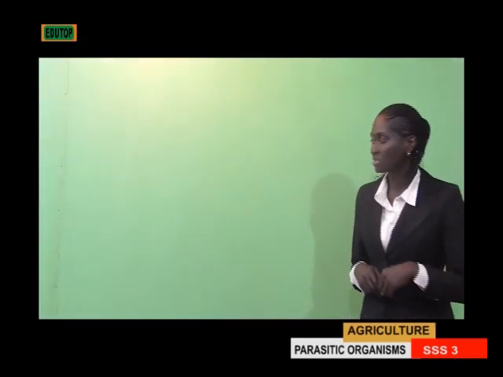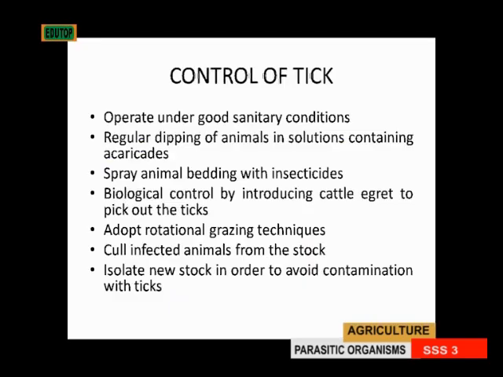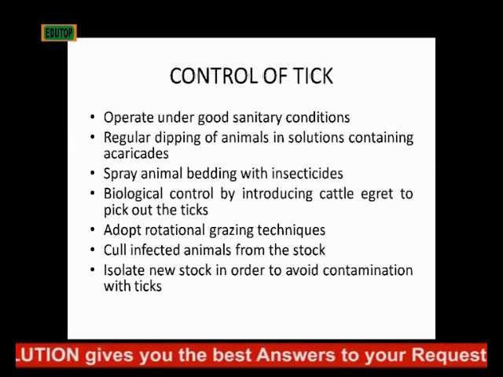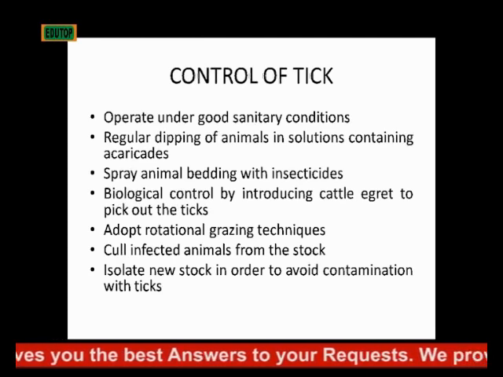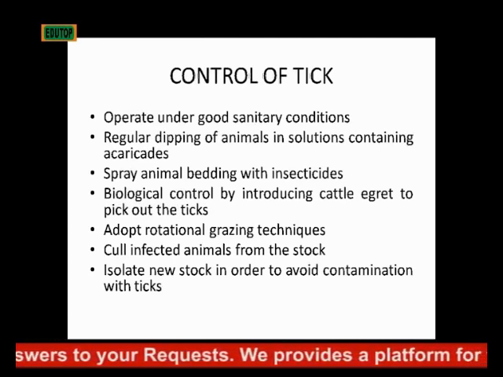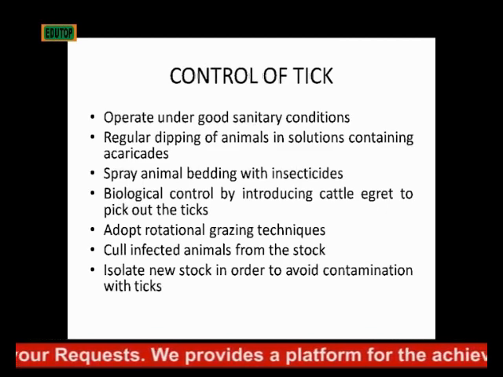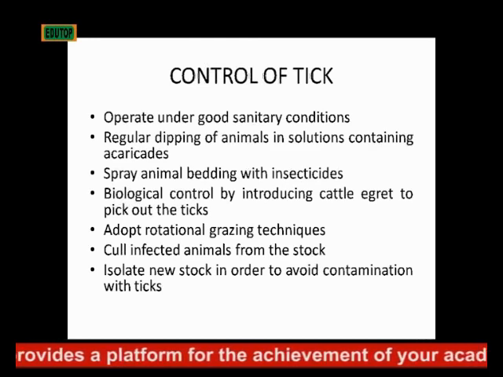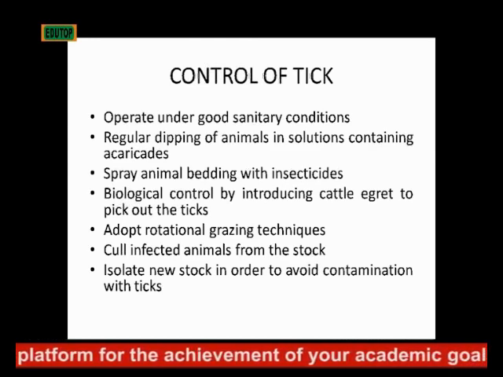How do we control tick? First, you should operate under good sanitary conditions. You should dip your animals regularly in solutions containing acaricides. Then you spray animal beddings with insecticide. You can introduce cattle egrets to pick out the tick. That's biological control. Then you can adopt rotational grazing technique.